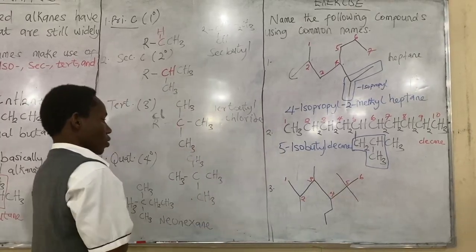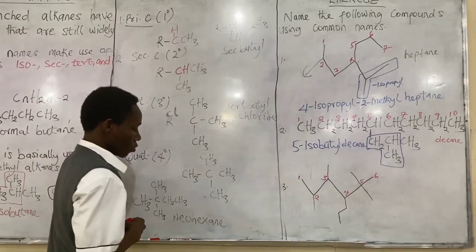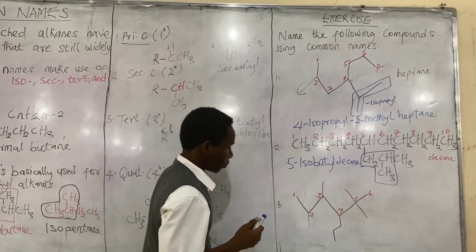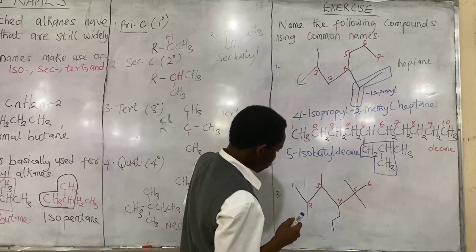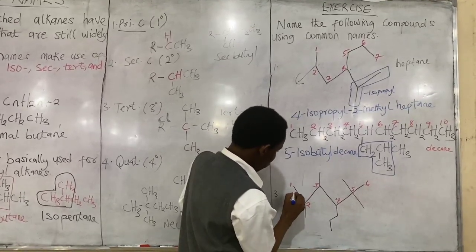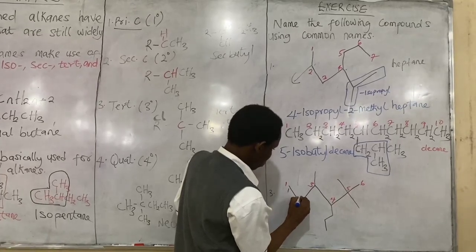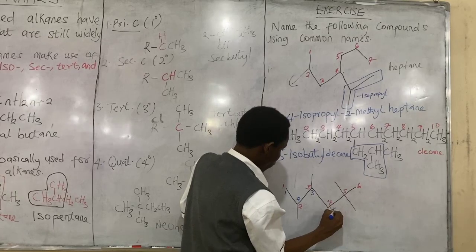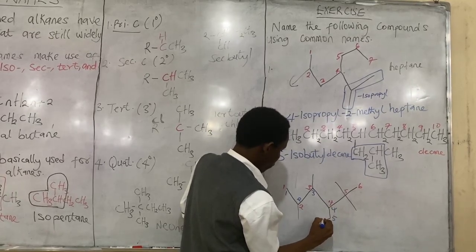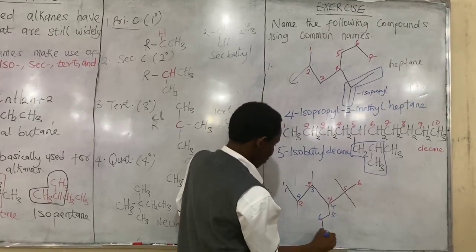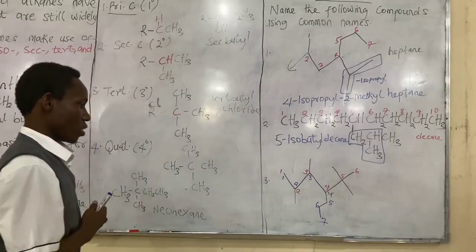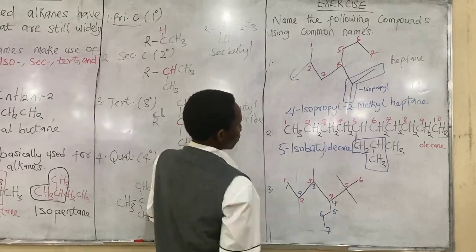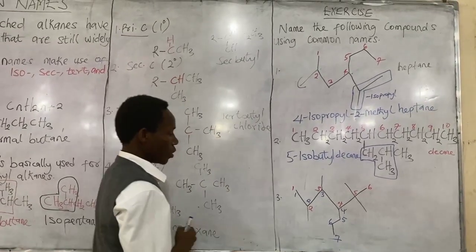We can also number this structure in another way. We are actually looking for the longest chain. Let's number it in another direction using our blue marker: 1, 2, 3, 4, 5, 6, 7. I think this is the longest chain. So we use this 7, which is 13.